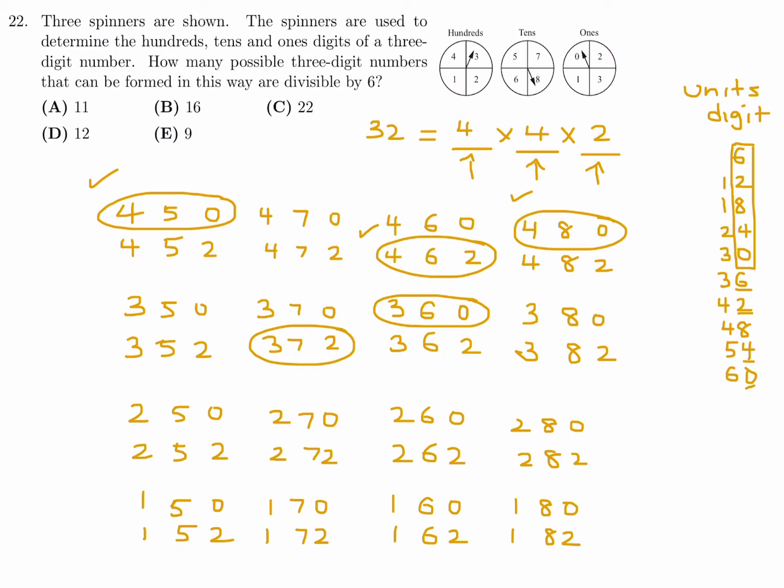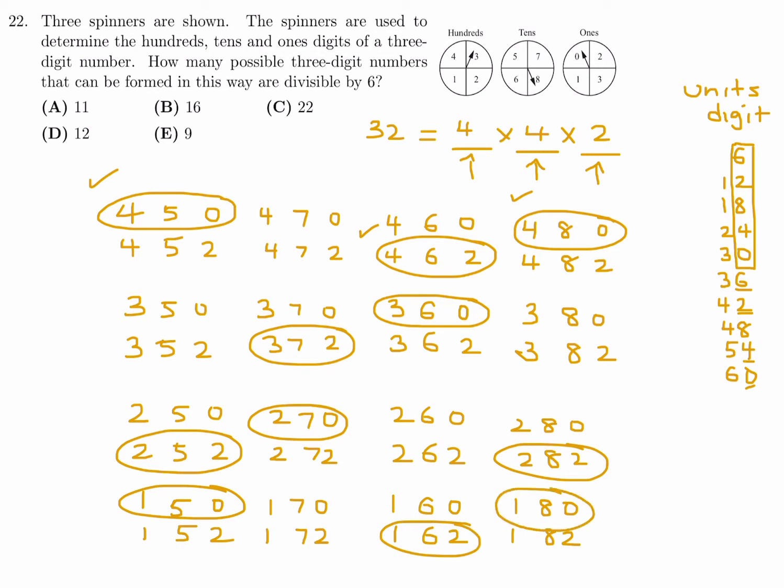And you get the hang of this, right? So in the next list, it's 252 and 270 that are divisible by 6, and 282. And in the last one, it's 150, 162, and 180. So how many did I get? 1, 2, 3, 4, 5, 6, 7, 8, 9, 10, 11. 11 of those are divisible by 6, therefore number 22, the answer is A.